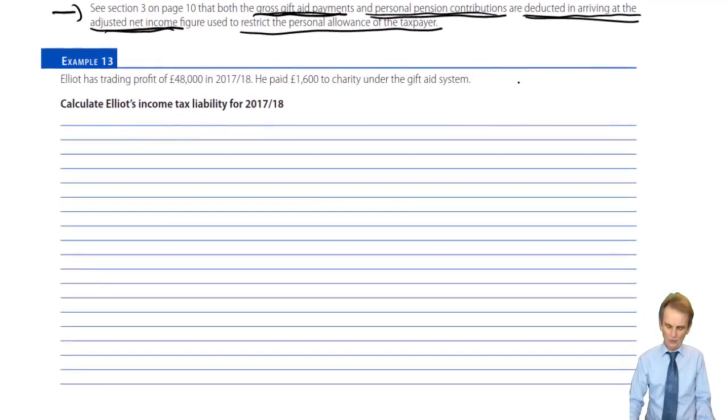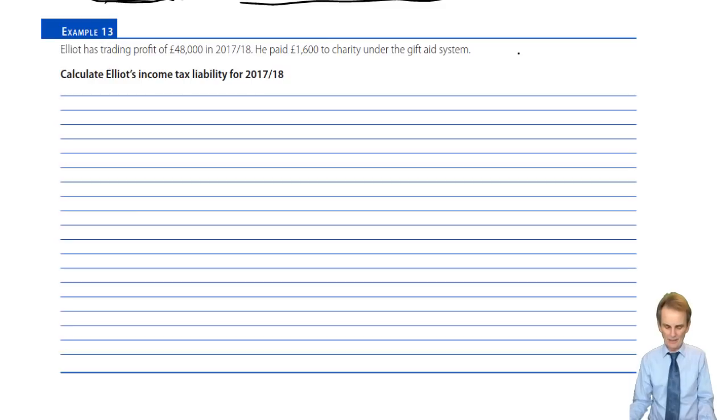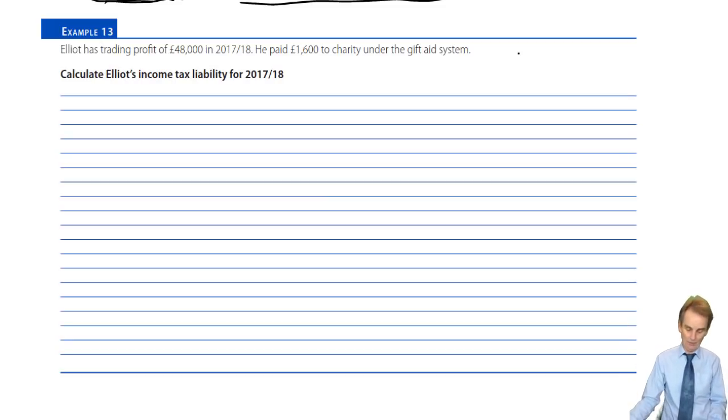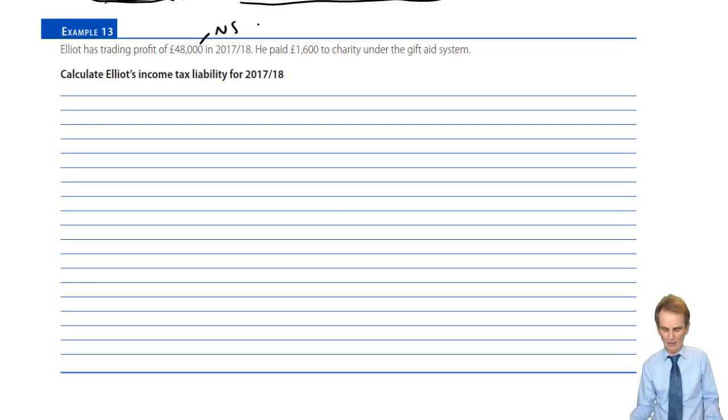First of all, let's just go through a basic income tax computation, as here with example 13. So what have we got? Elliot has a trading profit of £48,000 in our tax year and paid £1,600 to charity under the gift aid system. So, one source of income, trading profit, what is it? It's non-savings. Paid £1,600 to a charity, very generous indeed, under the gift aid system. Does it say next to the £1,600 in brackets gross? No, it doesn't. Therefore, that amount paid is the net amount.